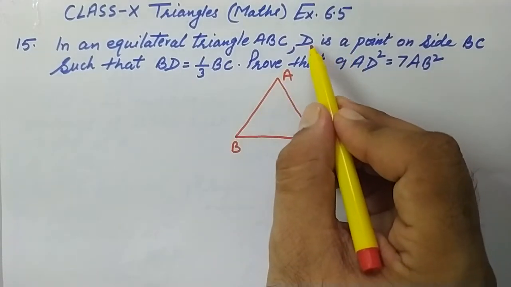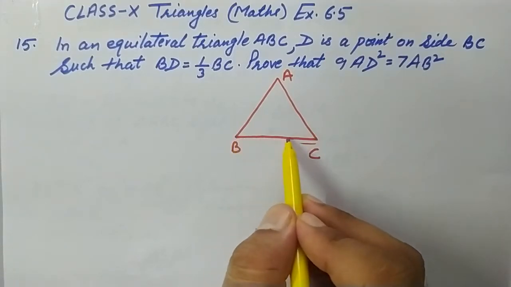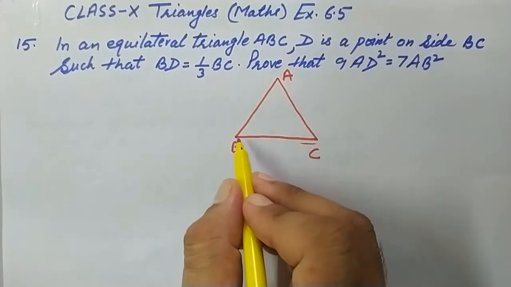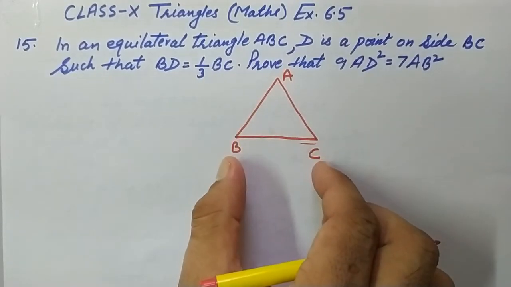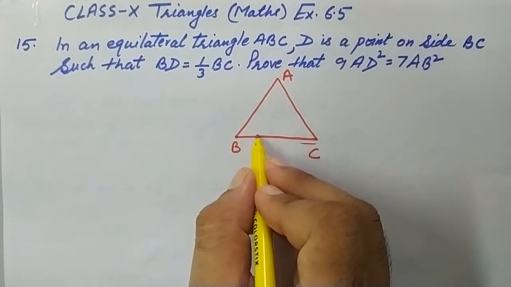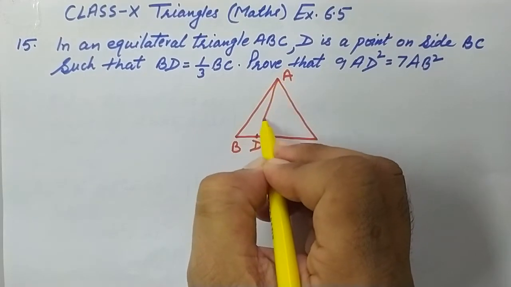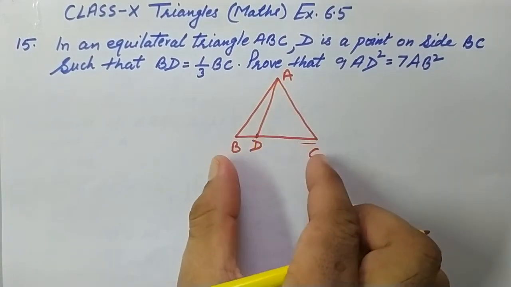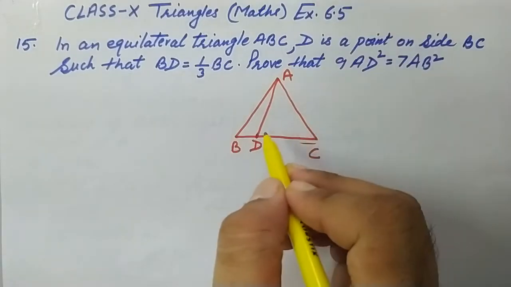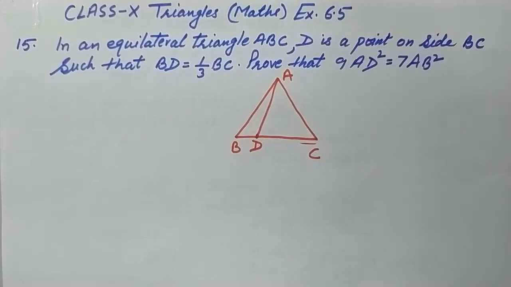So it is saying that D is a point on BC. On BC, there is a point D somewhere such that BD is 1/3 of BC. That BD is 1/3 of BC. Okay, so suppose it will be here. We can take it here. So it means here you can see BD is 1/3 of BC. Prove that 9AD square is equal to 7AB square. This we have to prove.